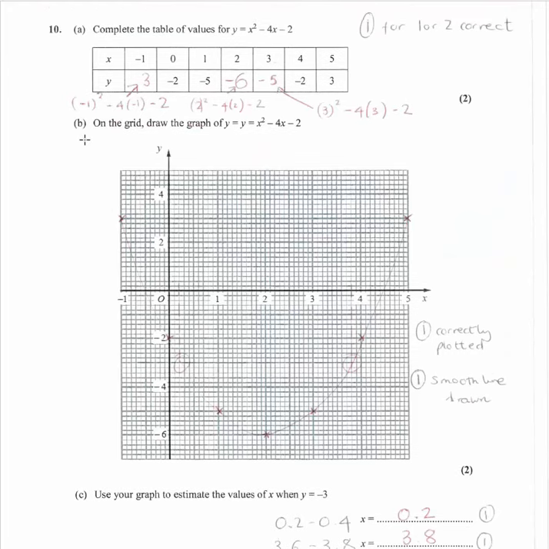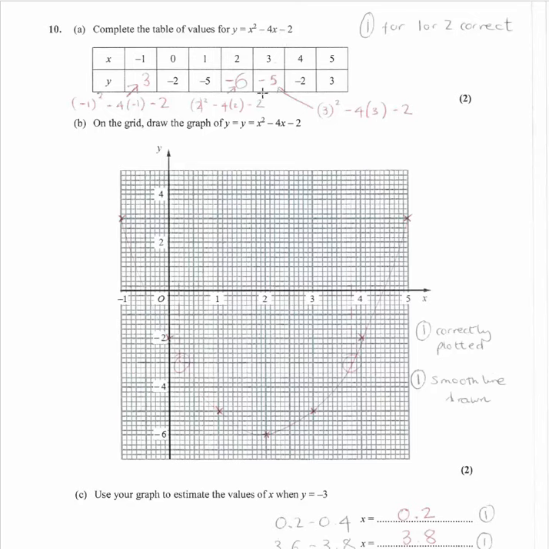Okay, now here you've got to work out what the missing numbers are. So the missing number there would be 3 squared, 9. Take 4 times 3, which is 12. 9 take 12 is minus 3. Take away another 2 is minus 5.